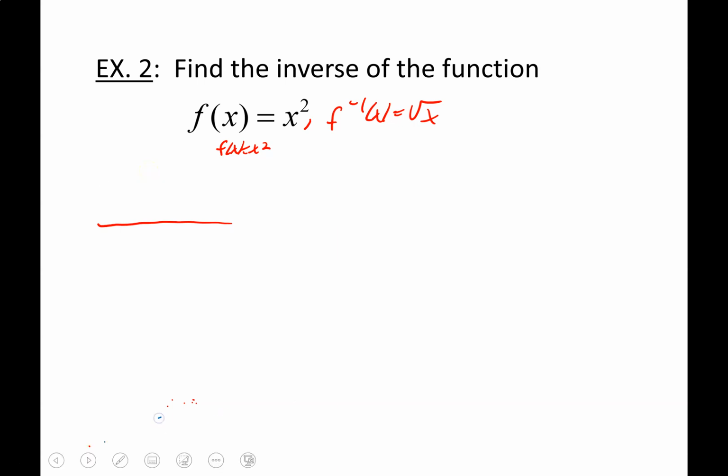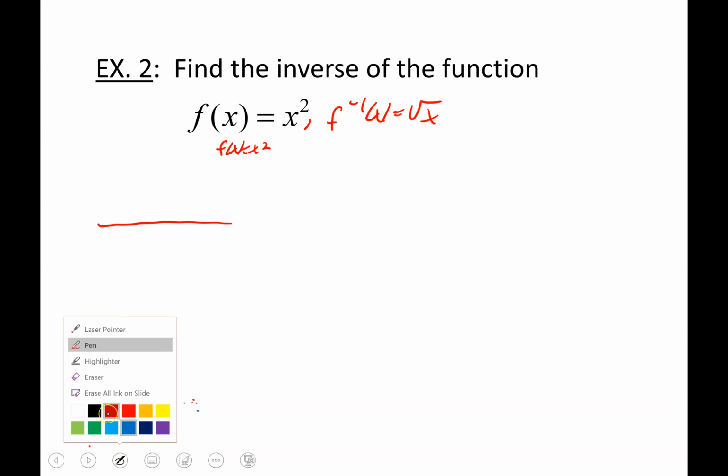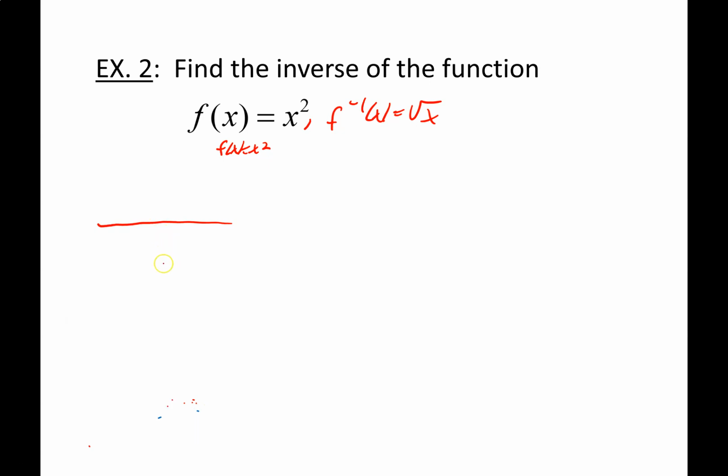So I'm going to show you how we deal with that. So let's go back and do our graph again. Here's your parabola here. So the idea I need you to know is that when we're doing inverses, if your function is not one-to-one, there's going to be some problems. And let me show you how that's going to look.